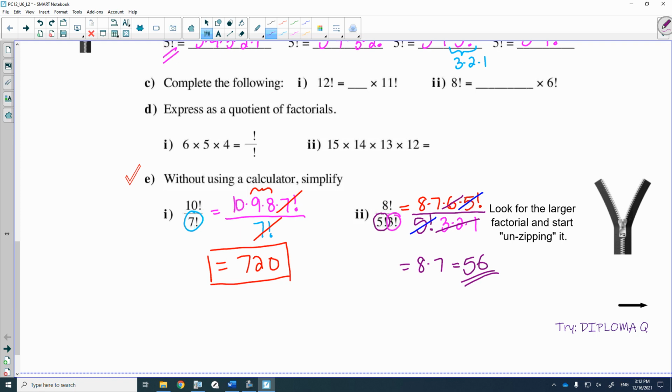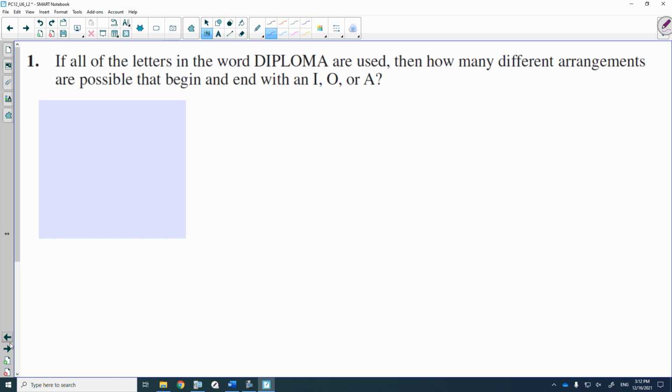I'm going to show you a diploma question and what a question on an exam could look like that would combine the fundamental counting principle with factorials. So here's the question that students had a few years ago. It said, if all of the letters in the word diploma are used, then how many different arrangements are possible that begin and end with an I, O, or A?